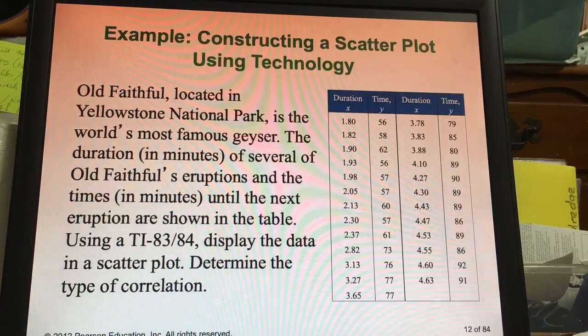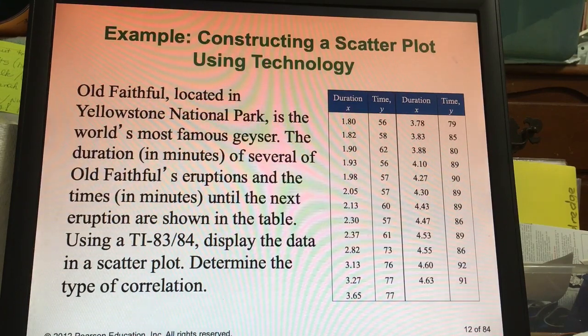And here we have some data from Old Faithful. Old Faithful, located in Yellowstone National Park, is the world's most famous geyser. The duration in minutes of several of Old Faithful's eruptions and times in minutes until the next eruption are shown in the table. Using TI-83, TI-84, display the data in a scatter plot. Determine the type of correlation.